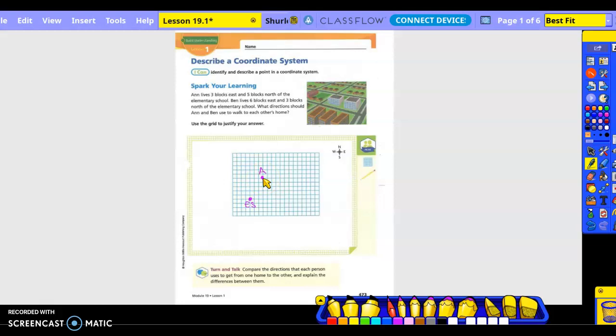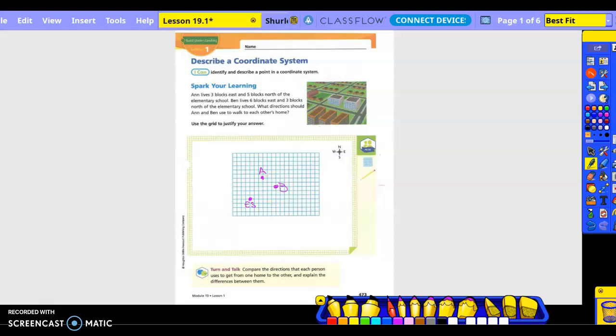Then Ben lives 6 blocks east of the elementary school. So we're going to go back to the elementary school and go 6 to the right. 1, 2, 3, 4, 5, 6. And then how many north? And then 1, 2, 3 up. And this is Ben.